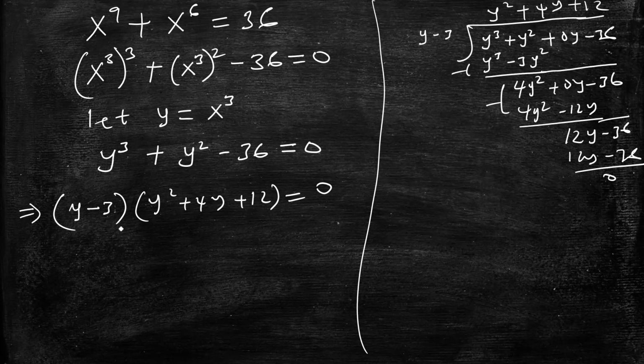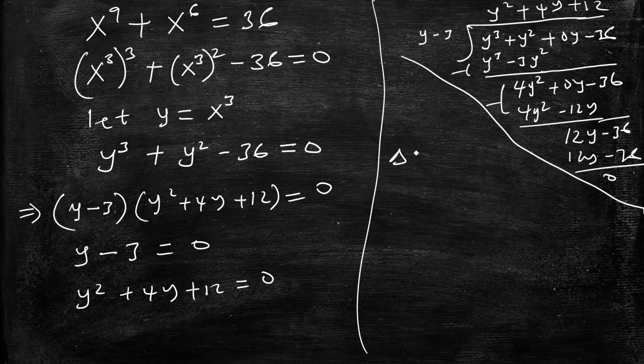Now, the first answer is y minus 3 equal to 0, and the second one has to do with y squared plus 4y plus 12 equal to 0. Can this give us a solution? Let's use the discriminant to check. So we have b squared minus 4ac. Let's check if we will get a solution here. So a is 1, b is 4, c is 12. 4 squared minus 4 times 1 times 12.